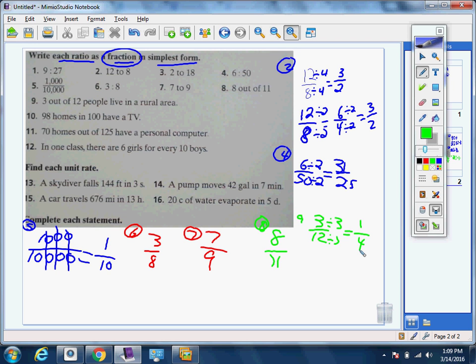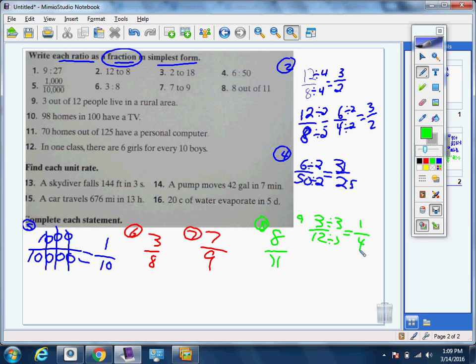Are you yawning or are you shocked because you got it wrong? What is 8? 8 was 8 over 11. You can't simplify. 8 out of 11. Number 8. Number 7 was 7 to 9. That one also can't be reduced because 7 is a prime number and nothing goes into 7 that goes into 9. Make sense?